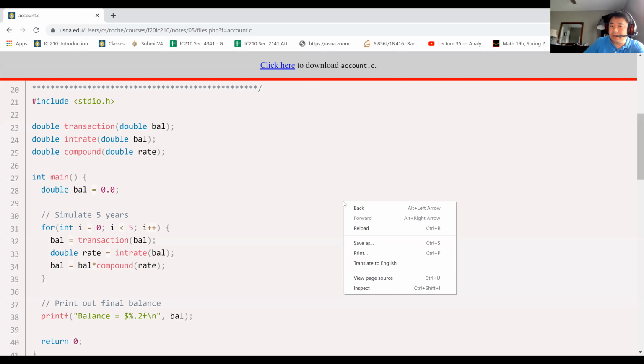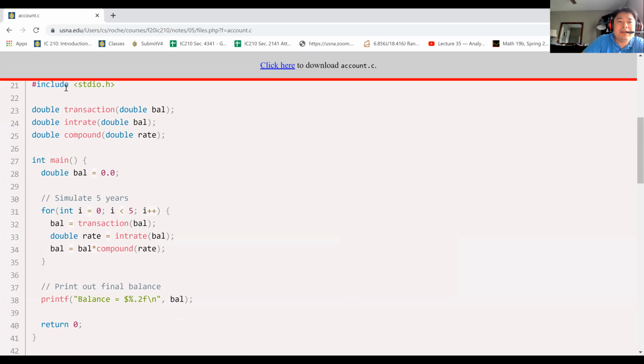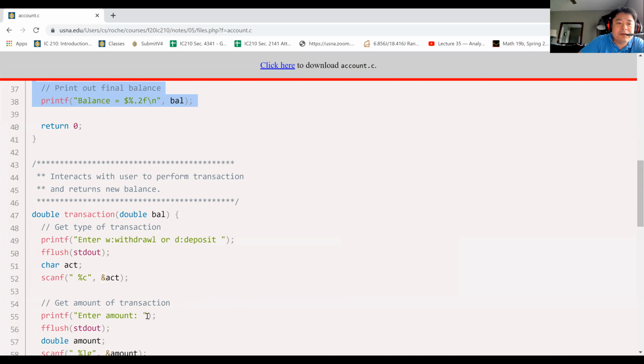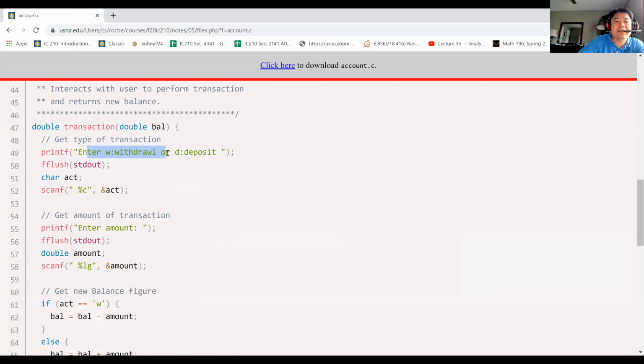Okay. So if you want to look at the actual code, that's in the course homepage. Remember, you include standard.h and then give the right prototype. And the main function is basically what we saw before. And then how do you implement a transaction? Transaction is what? Well, you have to print out and ask, is it withdrawal or deposit? If it is withdrawal, write W. If it is deposit, write D. And get that into a character variable act.